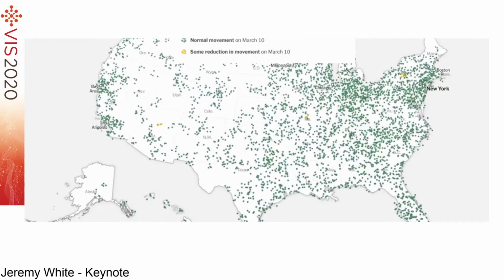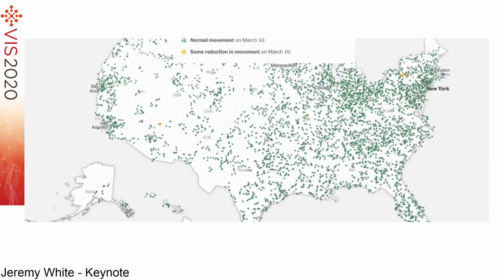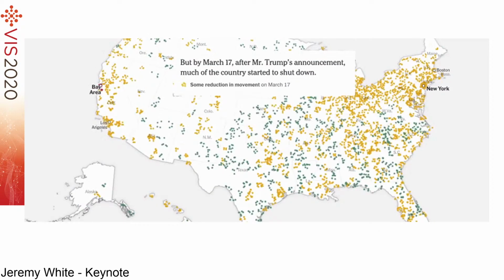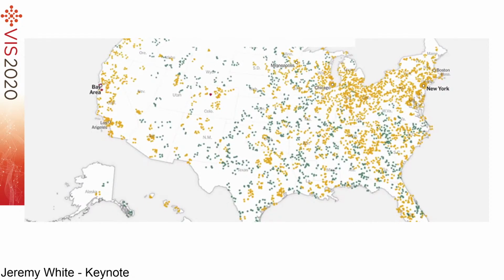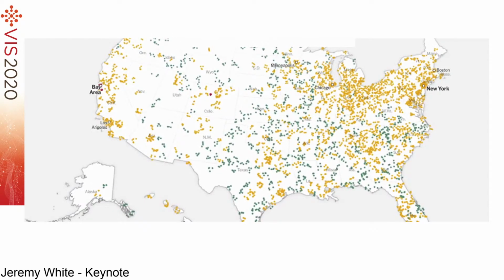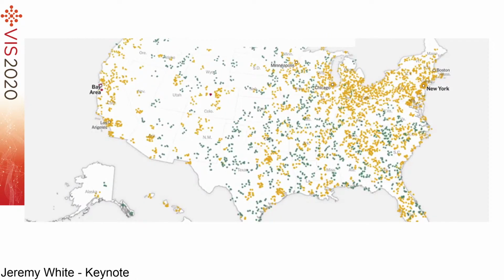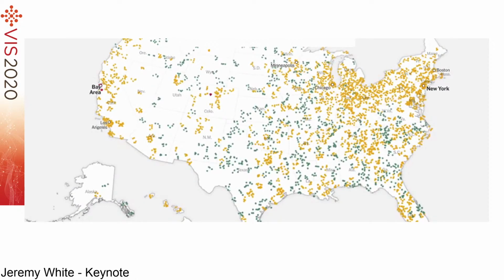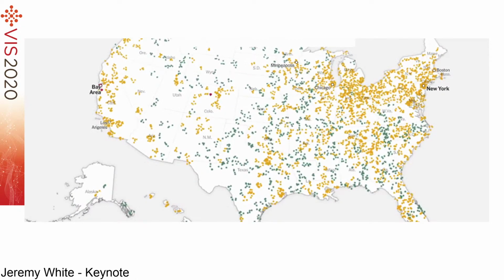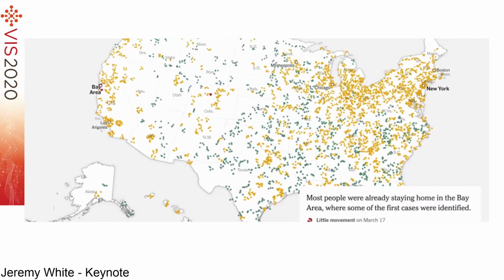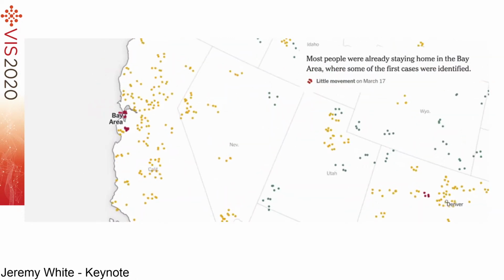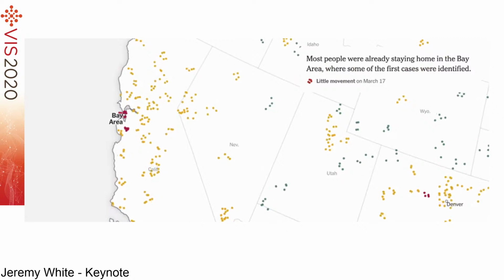So as the data changes, you can start to see the movement go away, and it's easy to see that transition. Here we're seeing that after March 17th, things started to slow down, not everywhere, and a lot more in some areas. And the delay in some of the movement here ended up contributing to the larger outbreaks that happened later.